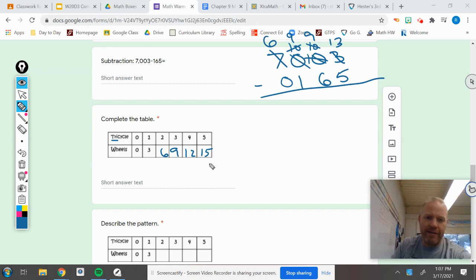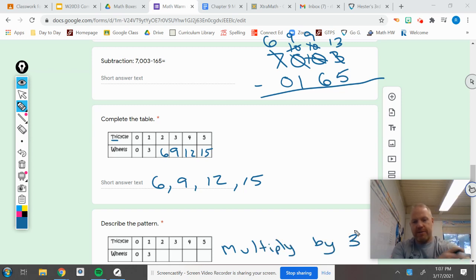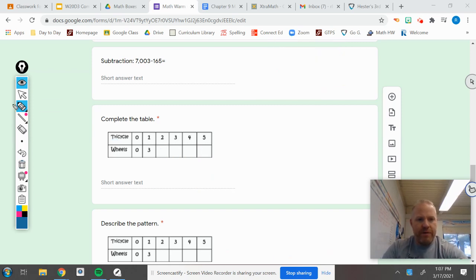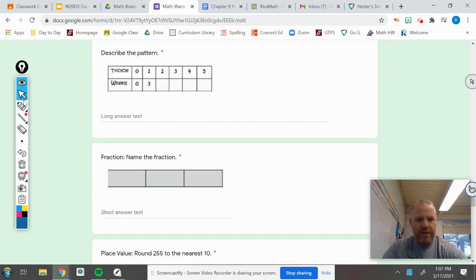So what we're doing here is we are seeing that there's a pattern: 3, 6, 9, 12, 15. Or for every tricycle, we multiply by 3 to make the wheels. So the missing pattern is 6, 9, 12, and 15. The pattern was to multiply tricycles by 3. So we multiplied the tricycles by 3. Moving forward, make sure if you need those notes, you pause the video.